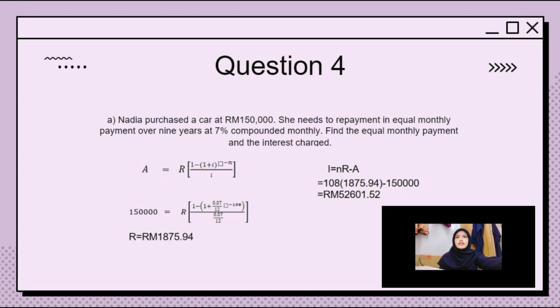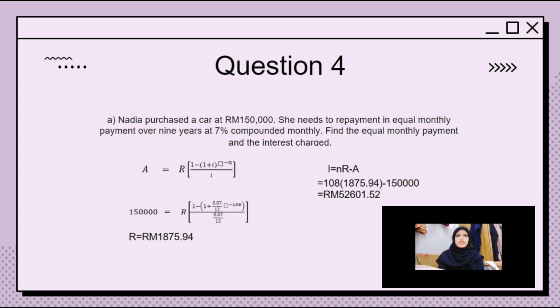Question 4a. Nadia purchased a car at RM150,000. She needs to repay in equal monthly payments over 9 years at 7% compounded monthly. Find the equal monthly payment and the interest charged.